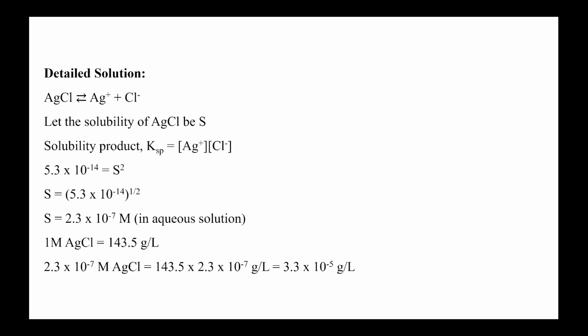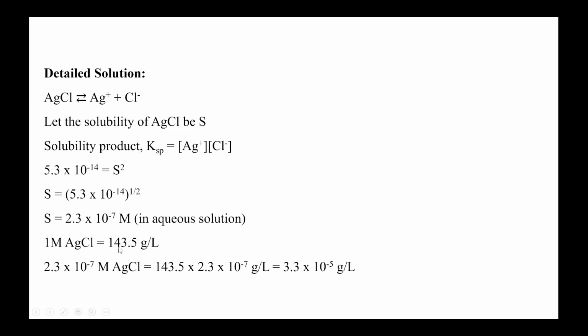So the molarity is given as 2.3 into 10 raised to the power of minus 7. You can simply multiply it by the molecular weight 143.5, and that would give you the final answer, 3.3 into 10 raised to the power of minus 5 grams per liter.